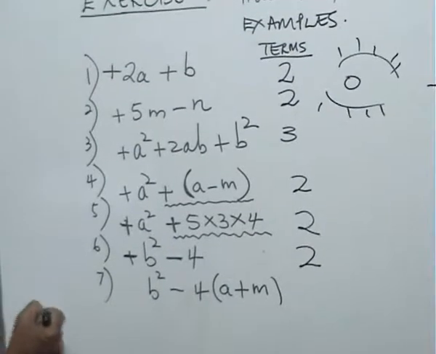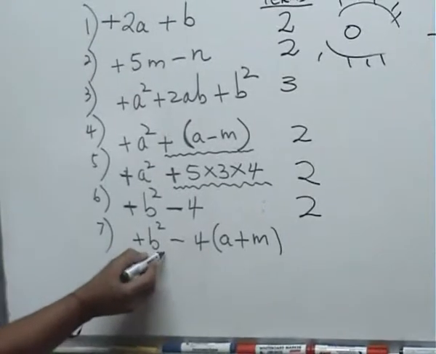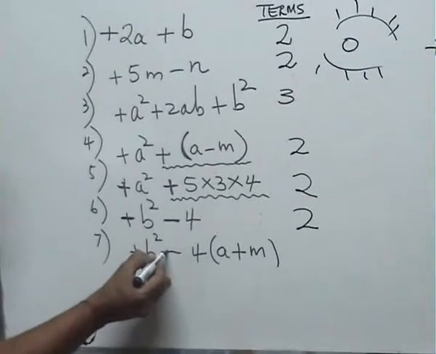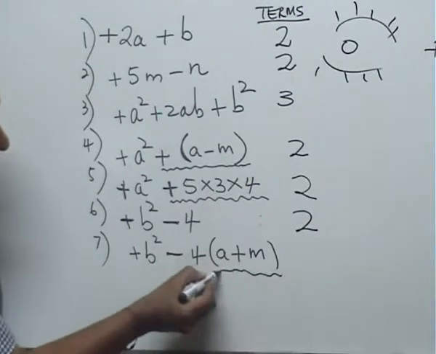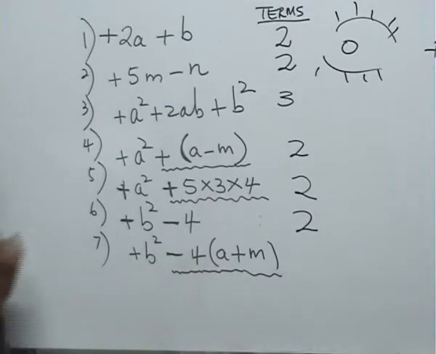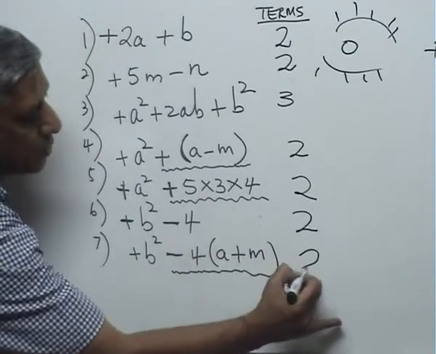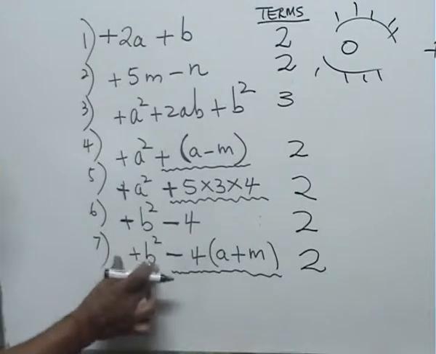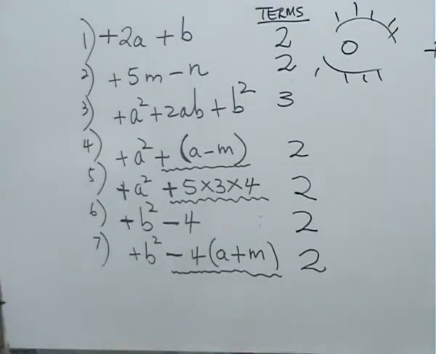So the number of terms here is 2. And if you take the last one, number 7, there's a plus sign here, understood, so that's 1 term. And then minus 4 into the bracket, this whole thing here, right till here, is considered 1 term. So this whole thing is 2 terms. 1 term here, and that whole thing there is another term. So this is how you identify the number of terms.